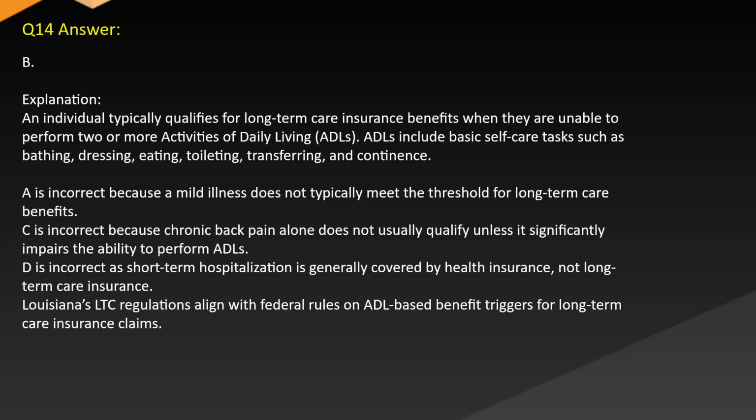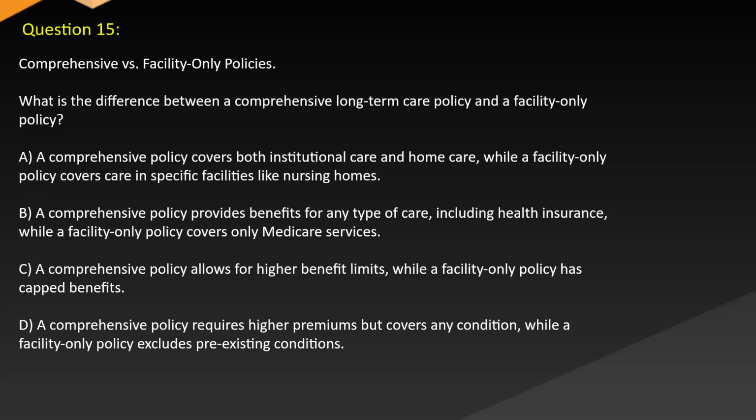insurance claims. Question 15. Comprehensive versus facility-only policies. What is the difference between a comprehensive long-term care policy and a facility-only policy? A. A comprehensive policy covers both institutional care and home care, while a facility-only policy covers care in specific facilities like nursing homes. B. A comprehensive policy provides benefits for any type of care, including health insurance, while a facility-only policy covers only Medicare services.